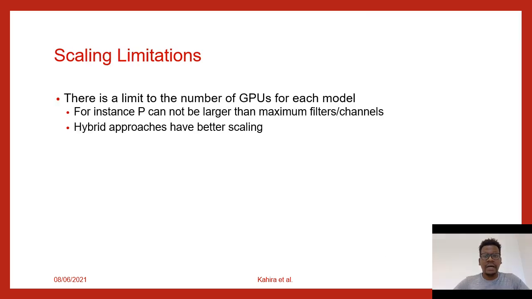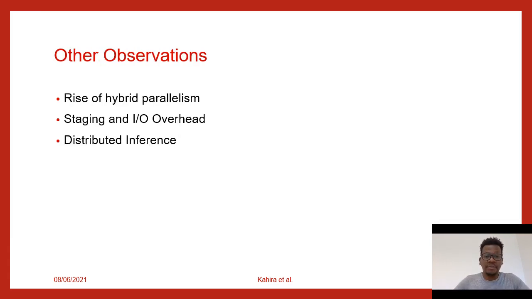In terms of scaling limitations, in the case of filter and channel, we're limited to the number of channels and filters available. We cannot scale beyond that. And we found that using a hybrid in this case is very good, because we can do filter or channel locally in a single node, and then do a hybrid when we want to use more GPUs. Other observations include the rise of hybrid parallelism, because it offers better alternatives for cases where data is limited, and it's much better in terms of scaling.